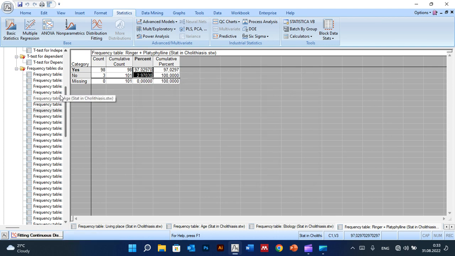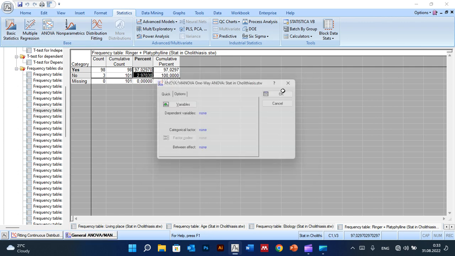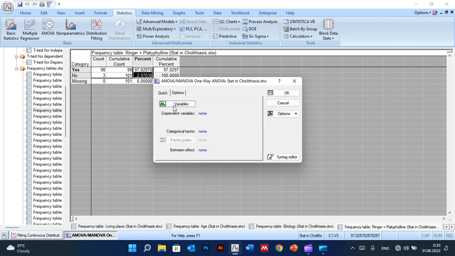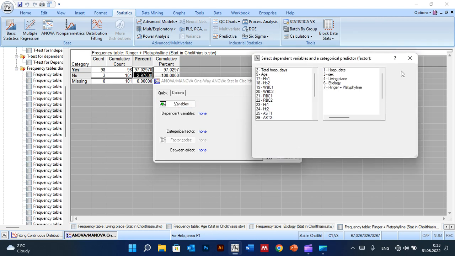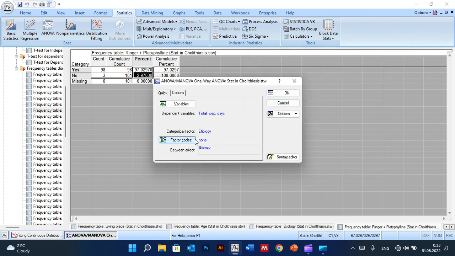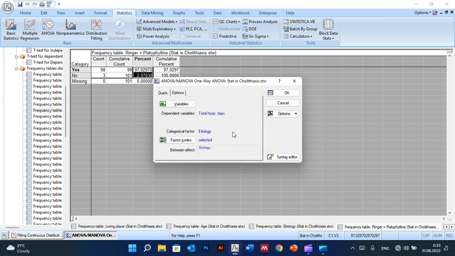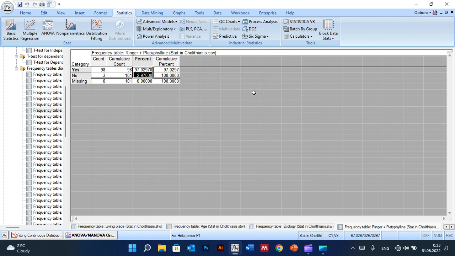We take, what is it? Oh no, the one on ANOVA. We select the variables. We select, for example, the total hospitalization days with the etiology, and we check. We select the factor code, we select all factors, all the etiology, and we hit OK.